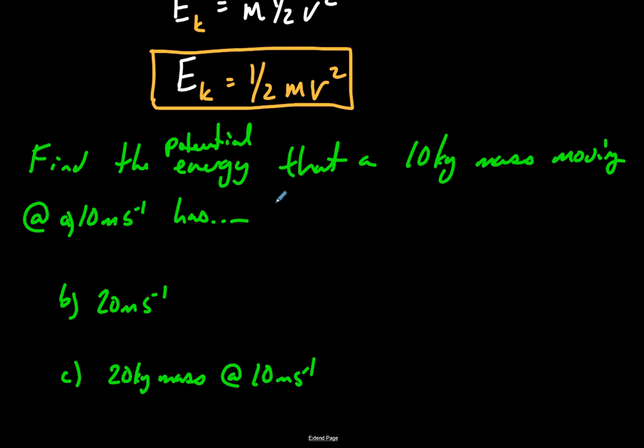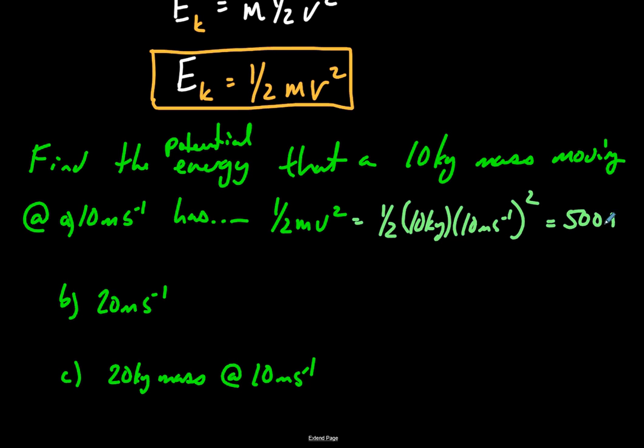Okay, so let's crunch numbers here. So we've got 1/2 m v squared. We've got 1/2, 10 kilograms, 10 meters per second, and we'll square the whole thing. So 100 times 10 is 1,000, times 1/2. We should have 500 joules here. Okay, I'm going to skip to C and do it first. So 1/2 times 20 kilograms times, oh sorry, times 10 meters per second.